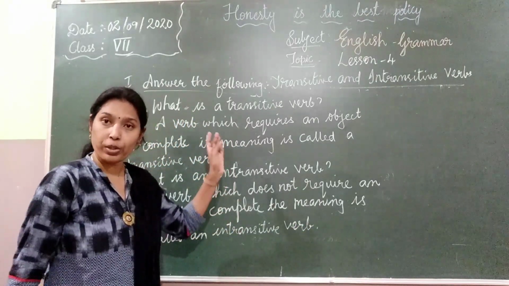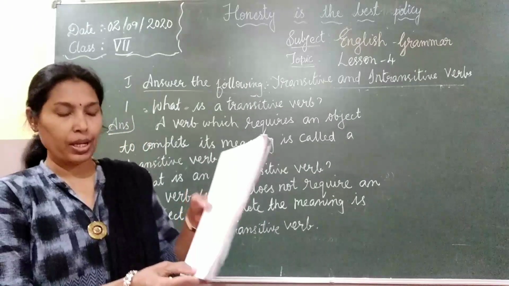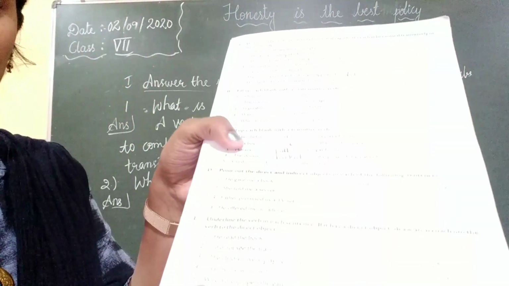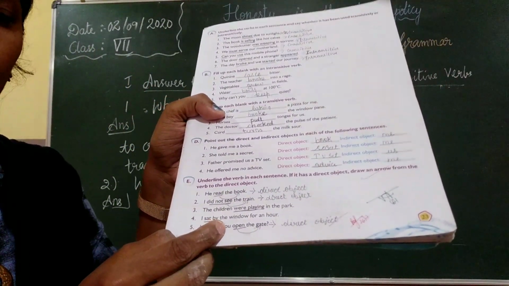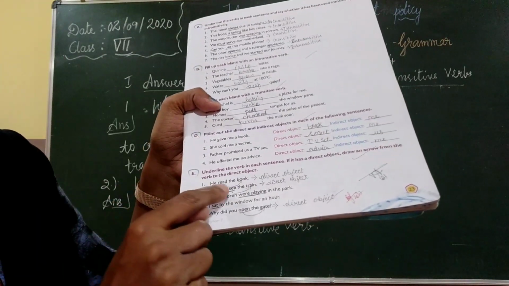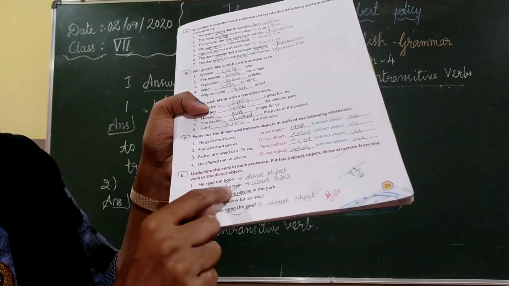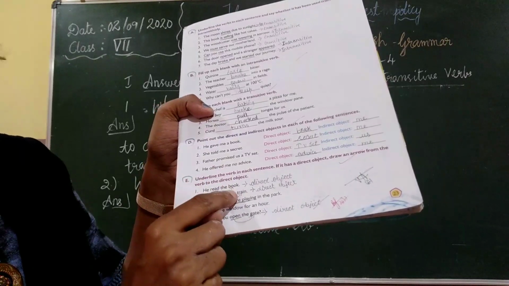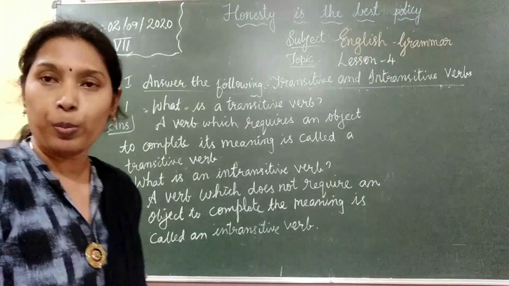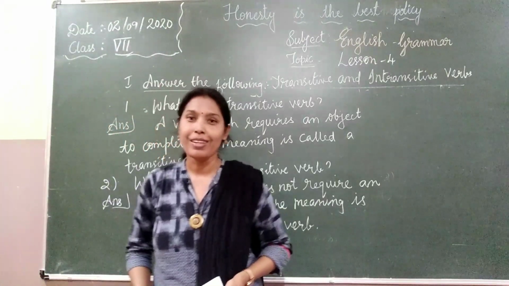Children, all of you copy this in your classwork, and you can copy the last main, E main, also. Only E main you can copy in your classwork. Okay? You can write, underline the verb and draw an arrow to the direct object. Only this main, after writing this first answer, copy this in your classwork. Okay children? Thank you.